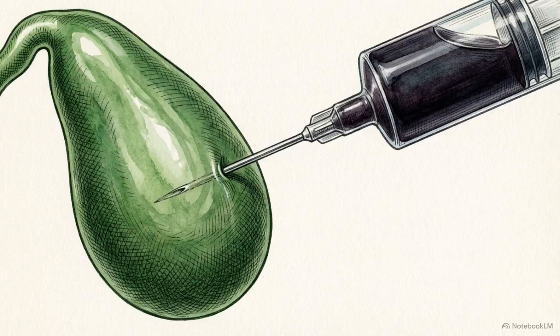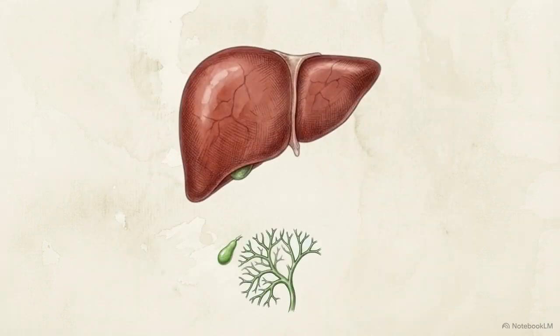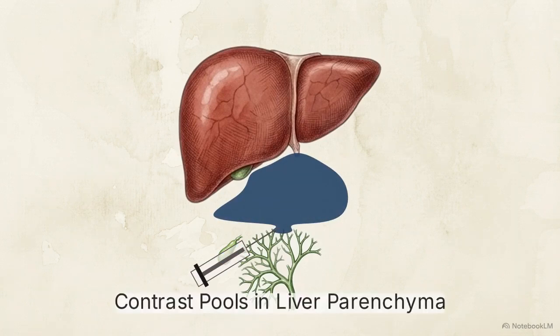This procedure involves injecting contrast material directly into the gallbladder or biliary remnants with a fine needle. This intraoperative cholangiogram shows a patent biliary system. Contrast fills the small caliber common bile duct at the black arrow and intrahepatic ducts at the arrowheads. It also moves into the duodenum at the white arrow, proving the ducts are open. In biliary atresia, the contrast does not fill the extrahepatic ducts and instead pools in the liver parenchyma.